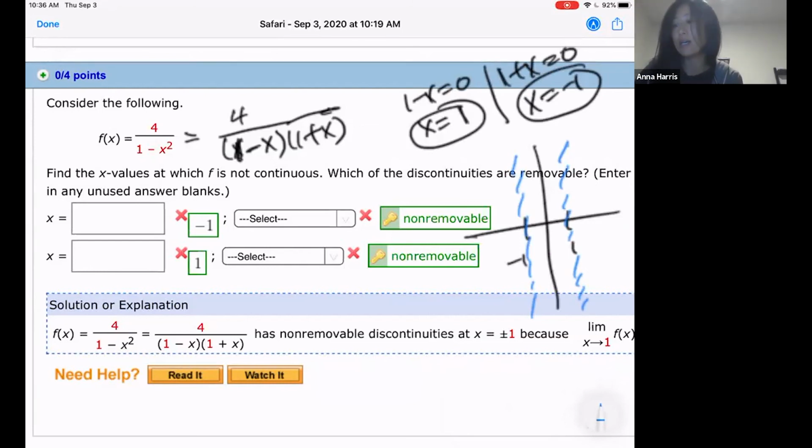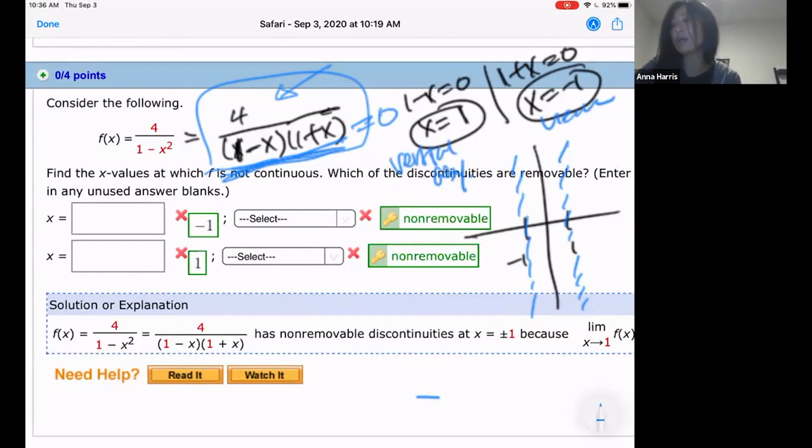The reason is I cannot cancel them out. I don't have anything in the numerator to cancel this thing out. If I could cancel, that would become a removable discontinuity. In this case, I cannot cancel it. So that means that would become an asymptote. Whenever your denominator becomes 0, that x value becomes your vertical asymptote. So you have 2 vertical asymptotes: x equal to 1 and x equal to negative 1. Because of those two, they are non-removable. If it's an asymptote, it's non-removable.